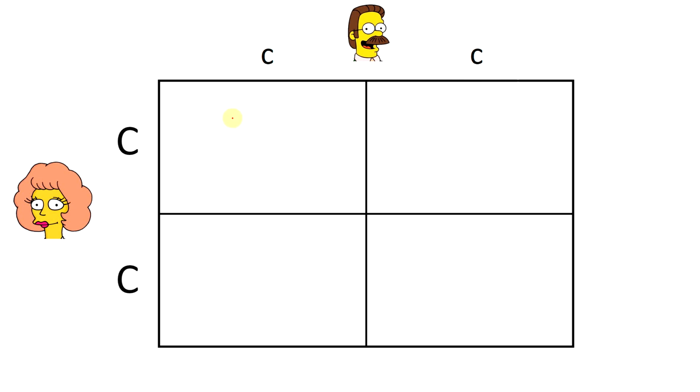So combine the rows and columns, you get big C, little c, big C, little c, big C, little c, big C, little c. Those are the possible combinations, assuming that Maud is indeed homozygous dominant for this trait.